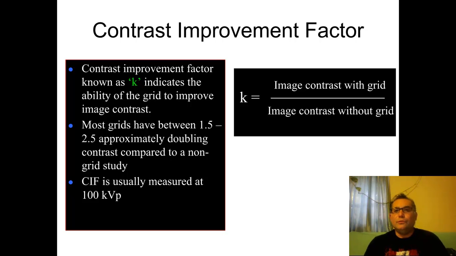And we can put a numerical value on contrast. We can talk about what's known as contrast improvement factor. Contrast improvement factor, known as K, really indicates the ability of a grid to improve image contrast. What I want you to remember, the bottom line really, is that most grids have between 1.5 to 2.5 contrast improvement factor, or CIF, which is approximately double what you would have in terms of contrast without a grid at all. This is generally measured at 100 kVp. So our formula for contrast improvement factor is simply the image contrast with a grid over the image contrast without a grid.